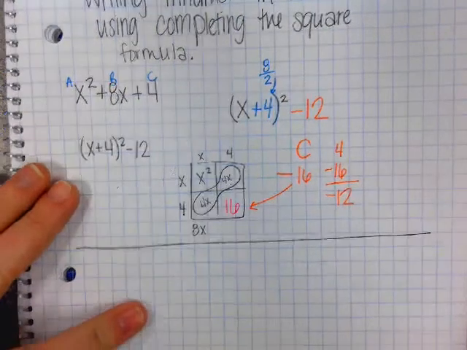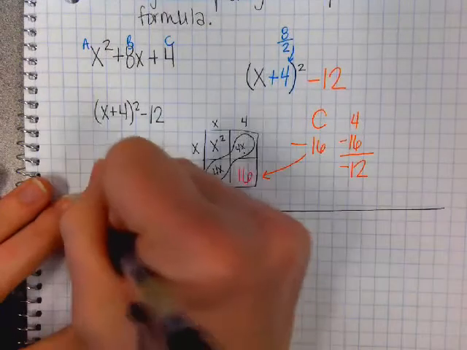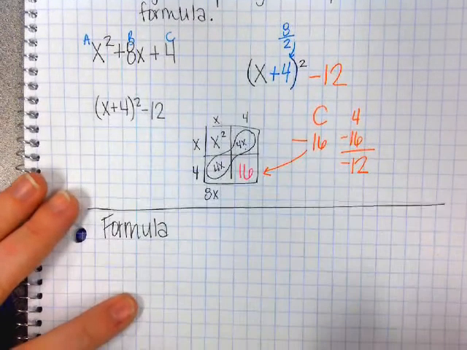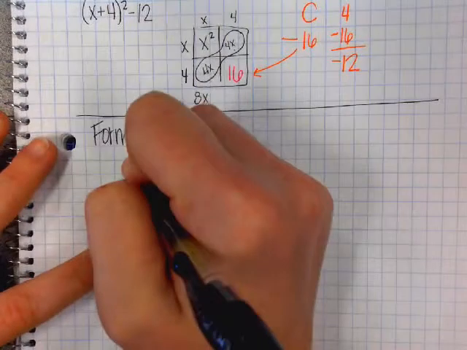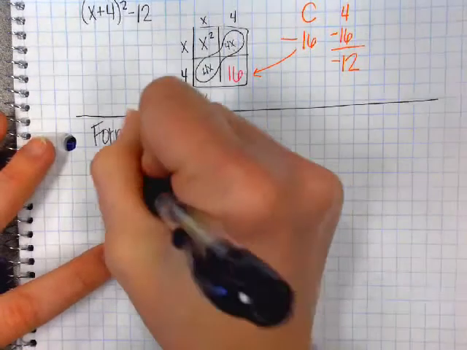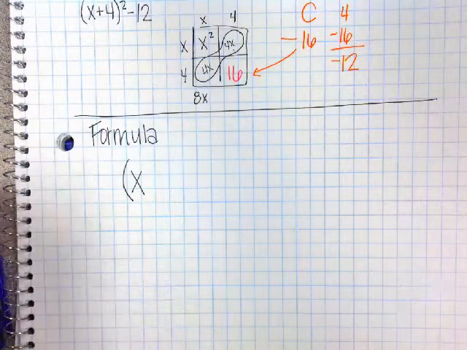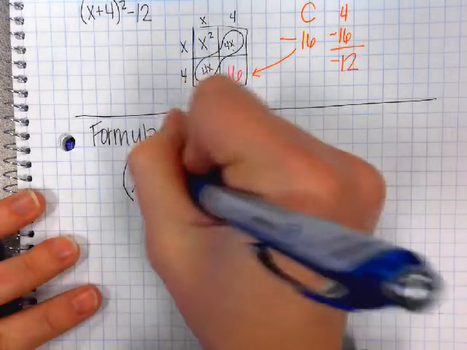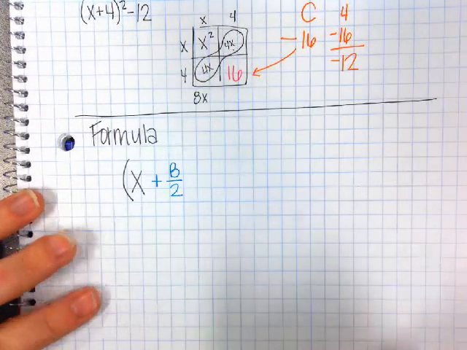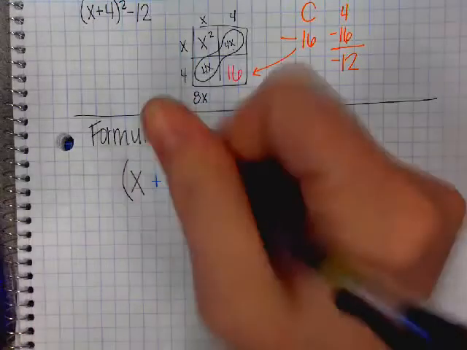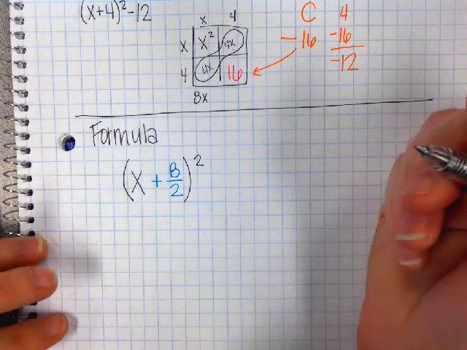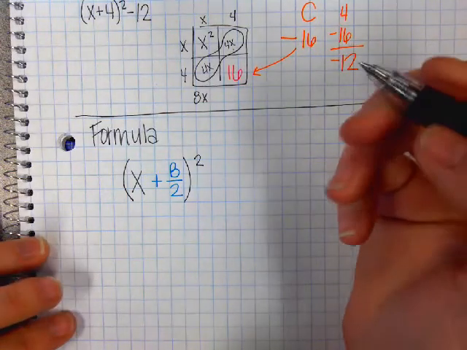So that was the first example we did. But I'm going to go ahead and write the formula out. So here's our formula. I just wanted to show you where it all came from. So you're going to always have your parentheses, x plus b divided by 2, squared.